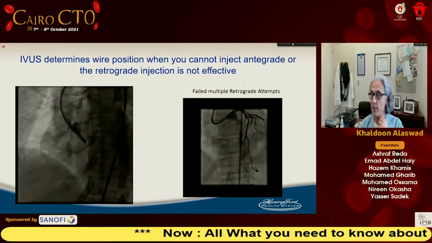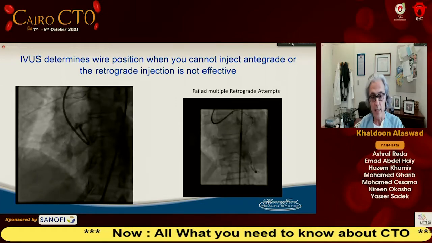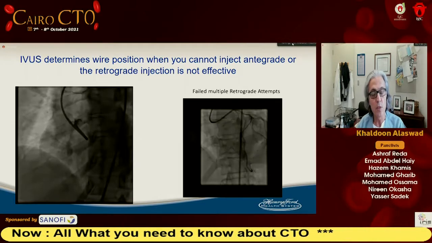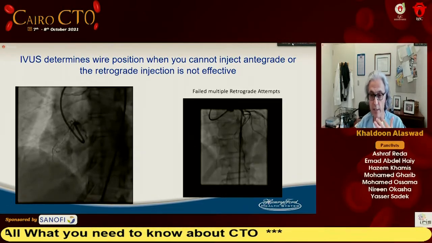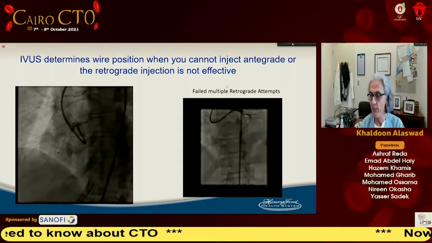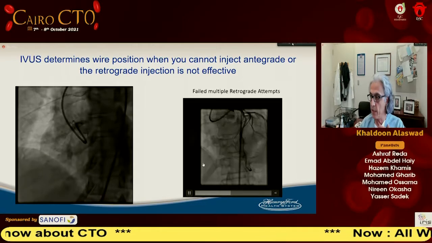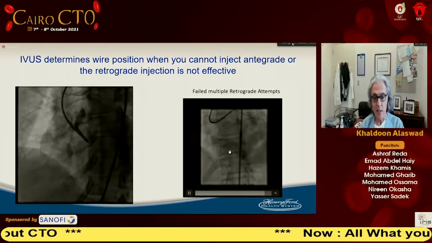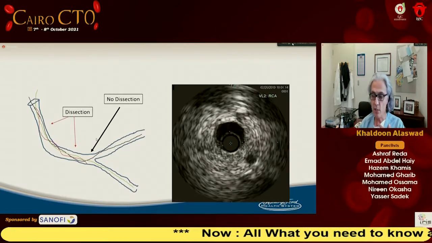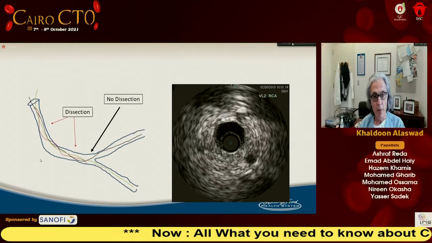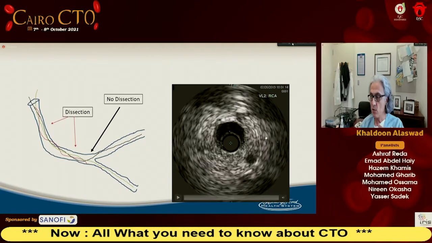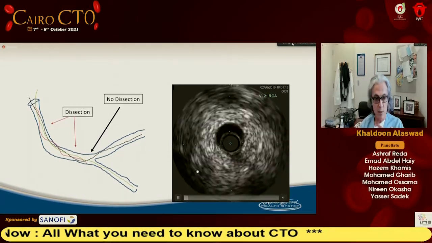IVUS also determines the wire position when you cannot inject. When you do an antegrade dissection reentry, a lot of the time you lose retrograde visualization, and you cannot inject antegrade because you basically expand your dissection and you cause a lot of hematoma. This is an RCA here with very diffuse distal targets. It's not good for anything. You basically got a dissection reentry. We used a Mongo wire and dissected into the vessel, and then we used the IVUS guidance to wire the vessel. But I wanted to see what surprise I got in here.